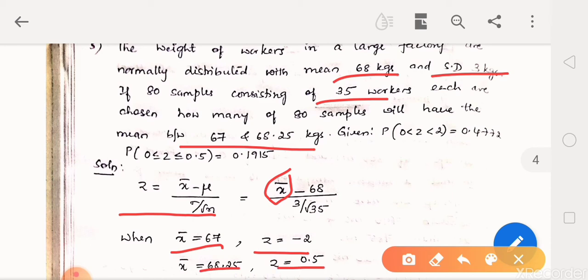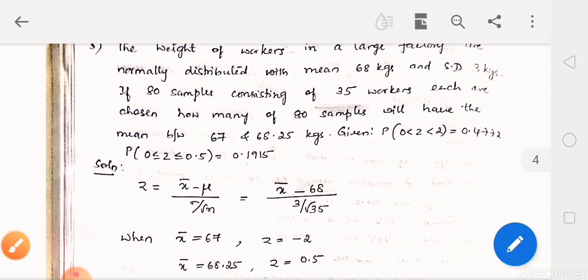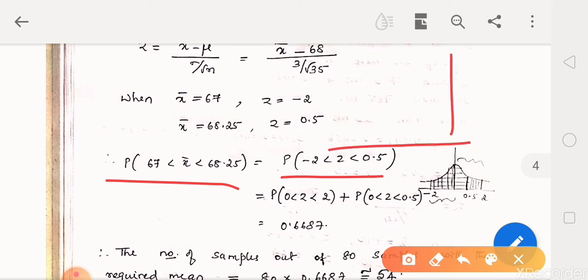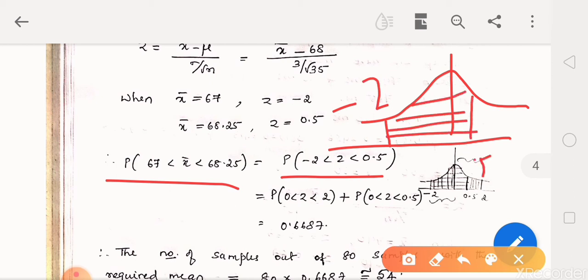So the probability where x bar is in between 67 and 68.25 is the same as the probability where z is in between minus 2 and 0.5. So here we have to consider the standard normal curve. We want minus 2 and we want 0.5. This is the required region. But usually we will consider all the area on one side. So corresponding to z equal to minus 2, we consider the line z equal to 2.